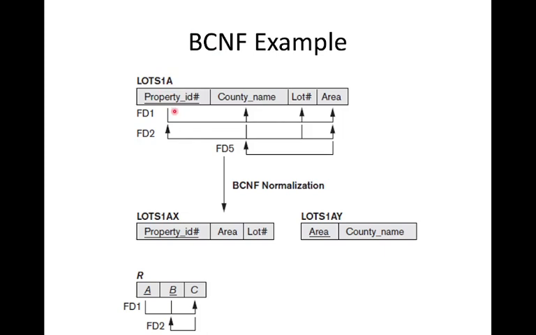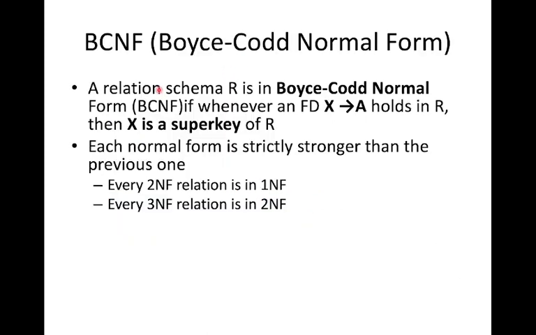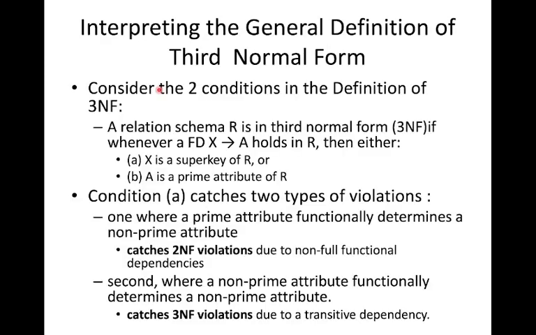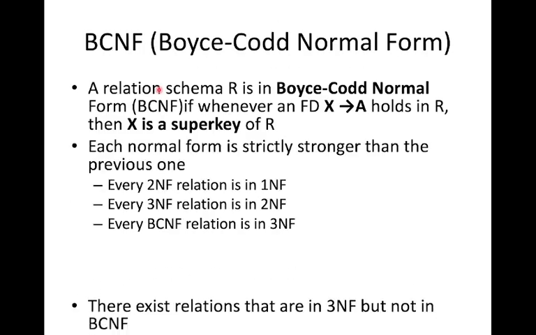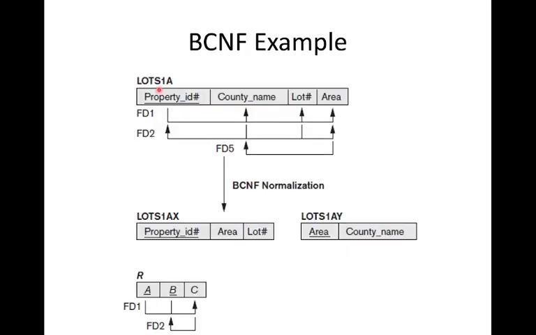So this is in third normal form. We have already seen this relation, lots 1a, and lots 1b. Now lots 1a is in third normal form. We have one more functional dependency which we have not shown there: area to county name. There is a functional dependency FD5, area to county name.